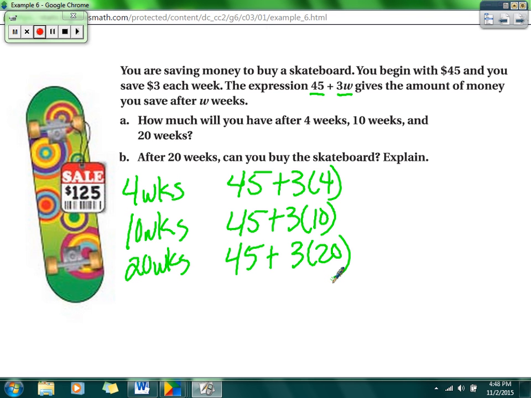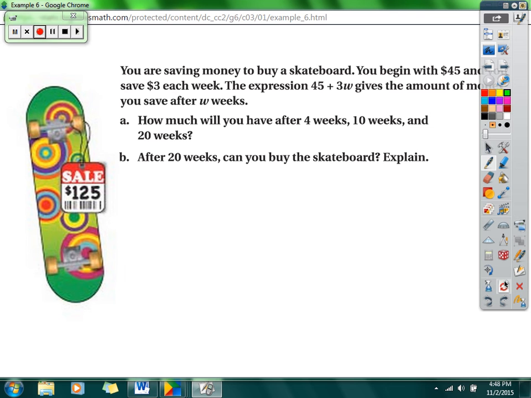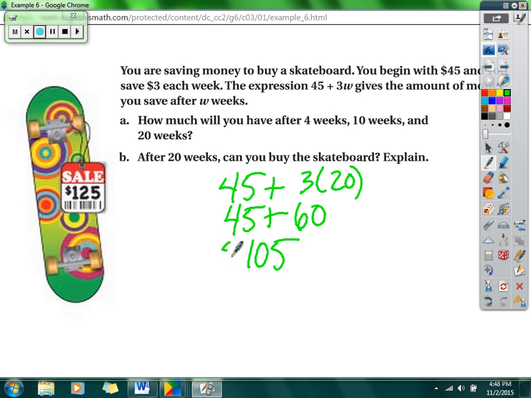After 20 weeks, can you buy the skateboard? So really, since B is asking us if we can buy the skateboard or not, we should solve for 20. I'm going to actually erase, and I want to do that problem over. Okay, so I'm going to do 45 plus 3 times 20. Now it doesn't really matter if I put 20 times 3. Due to the commutative property, I can put them in any order. But I'm going to go 45 plus 60, which is known as $105. That's how much money I will save after 20 weeks.